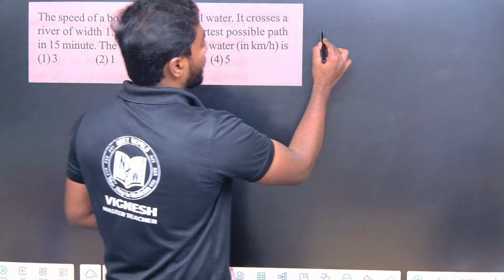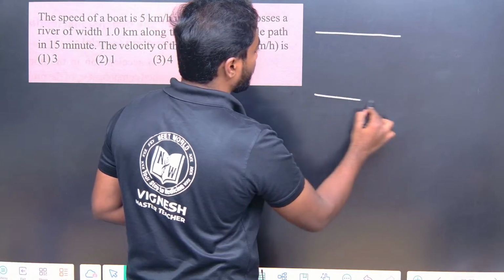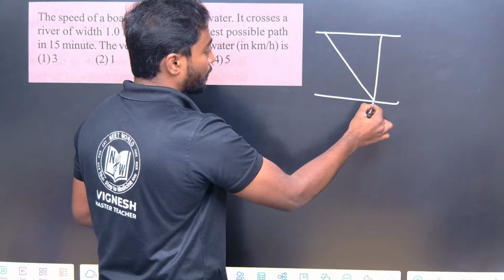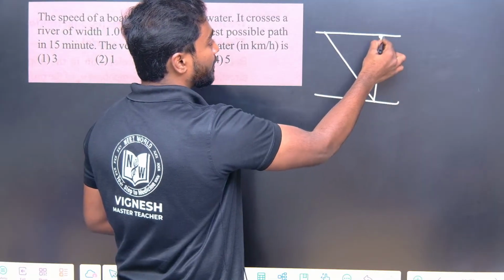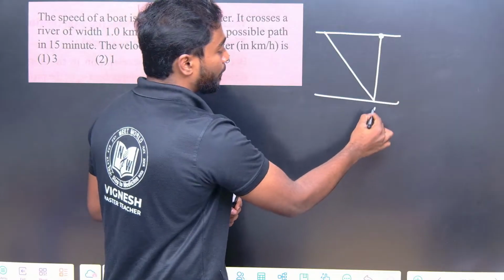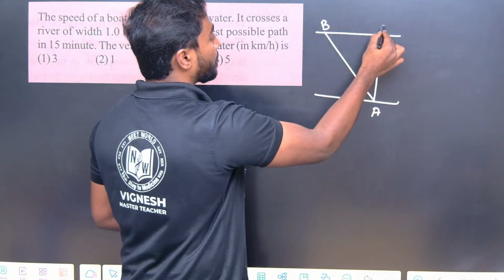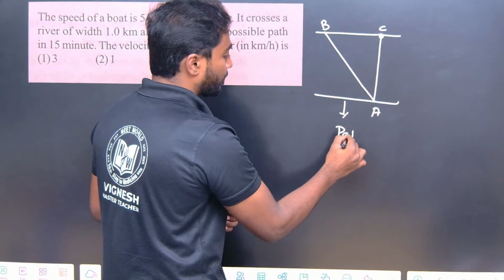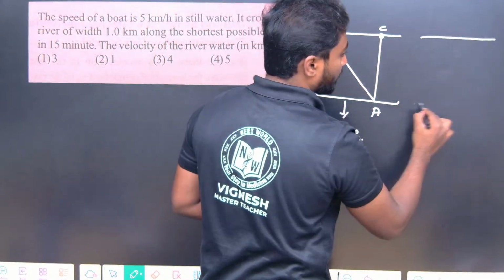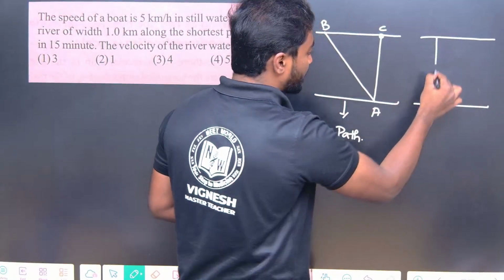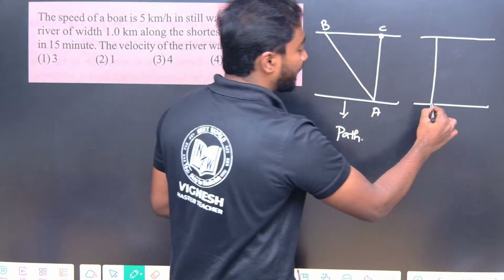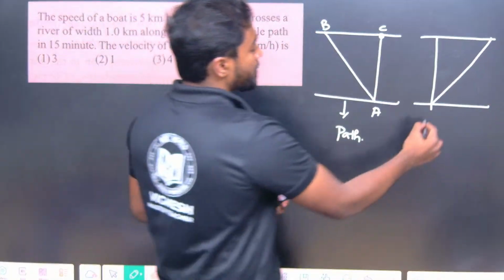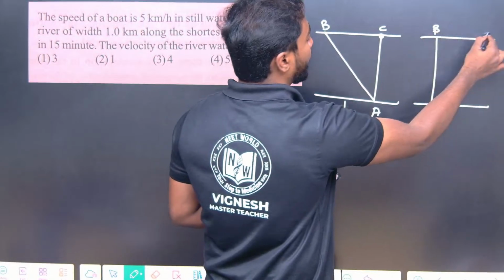I'll explain once again. This is my shortest path diagram. If I start with some angle, I'll reach exactly at this point. So this is point A, point B and point C. This is for shortest path. Then shortest time means I'll start exactly straight, but I'll reach with some angle due to the flow of the river. Point A, B and C.